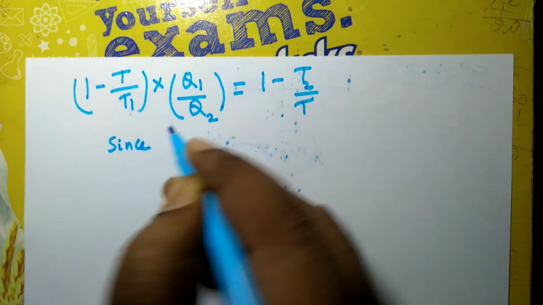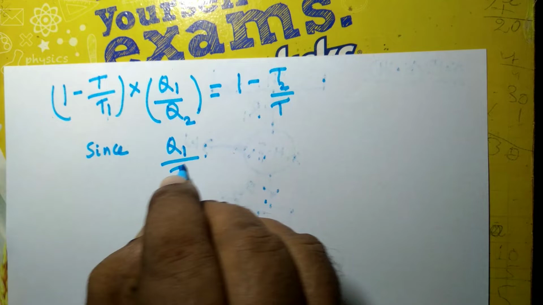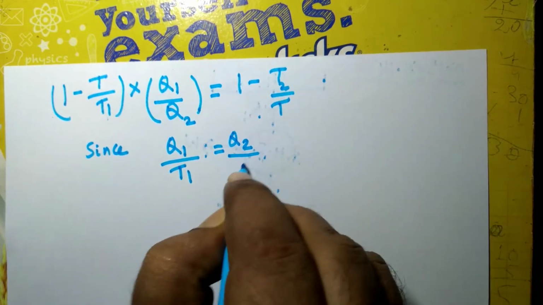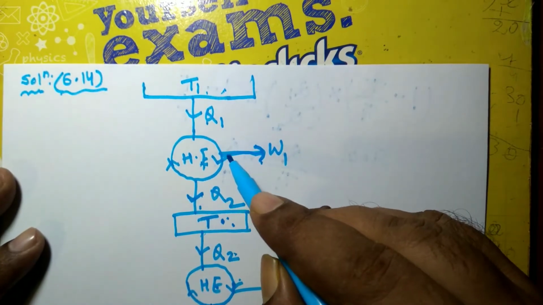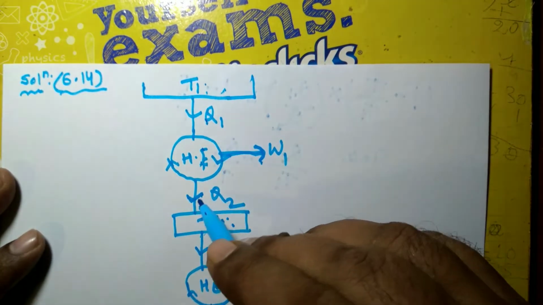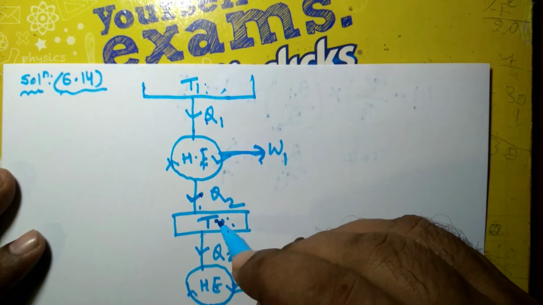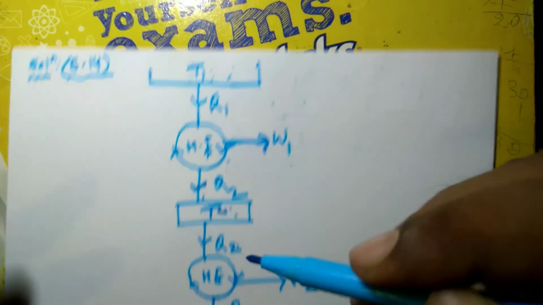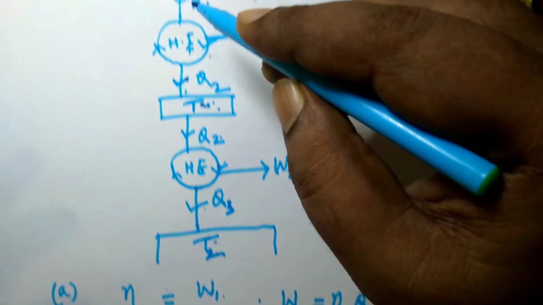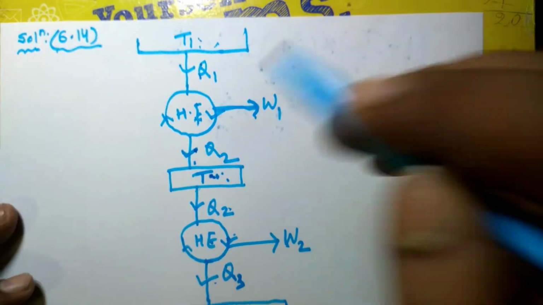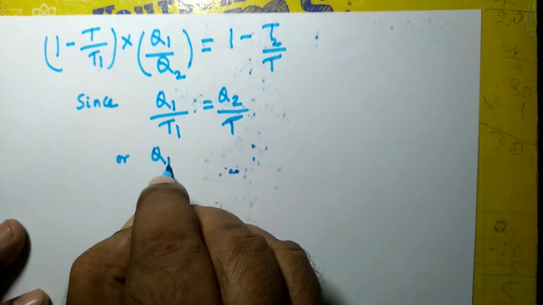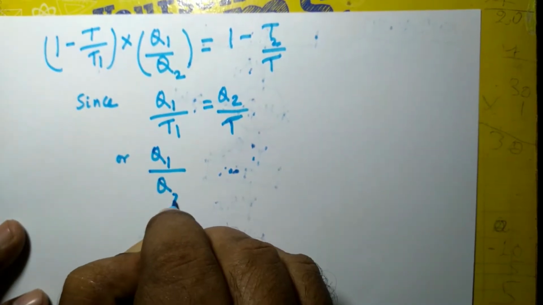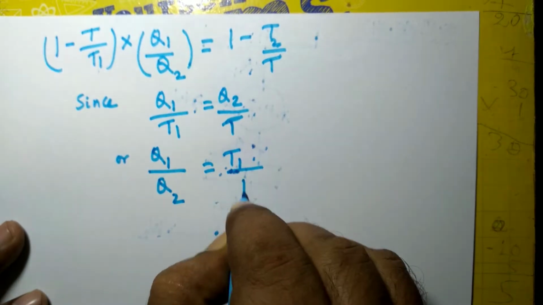Since Q1 upon T1 is equal to Q2 upon T, you see, for reversible heat engine 1, according to the thermodynamic temperature scale, Q1 by T1 is equal to Q2 by T. And this Q2 by T is also the same as Q3 by T2. But from this heat engine 1, Q1 by T1 is equal to Q2 by T, so I can write Q1 upon Q2 is equal to T1 upon T.